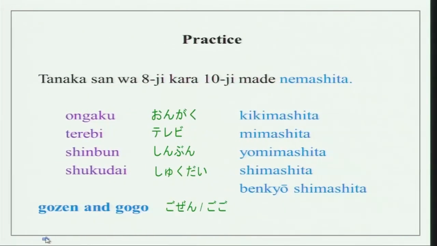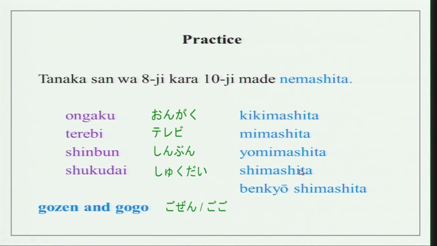Also, now what you can do is, as you can see over here, Tanaka-san wa 8 ji kara 10 ji made nemashita is what we did last time. You can change the verb over here. Tanaka-san wa 8 ji kara 10 ji made kikimashita. Tanaka-san wa 8 ji kara 10 ji made mimashita. Tanaka-san wa 8 ji kara 10 ji made yomimashita. Tanaka-san wa 8 ji kara 10 ji made shimashita.